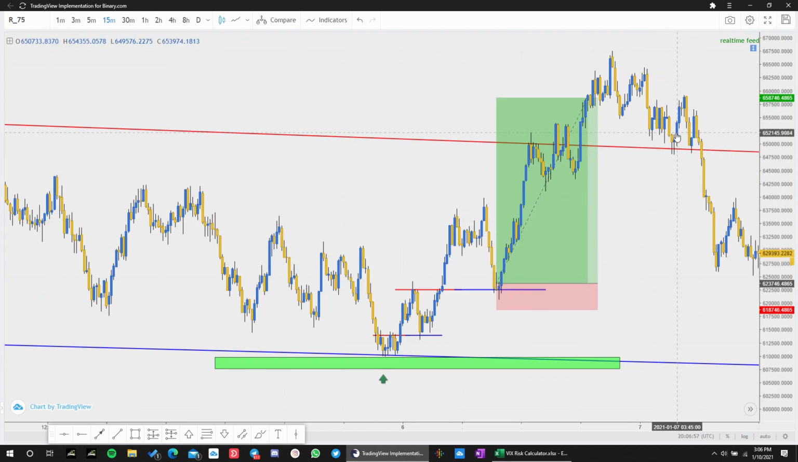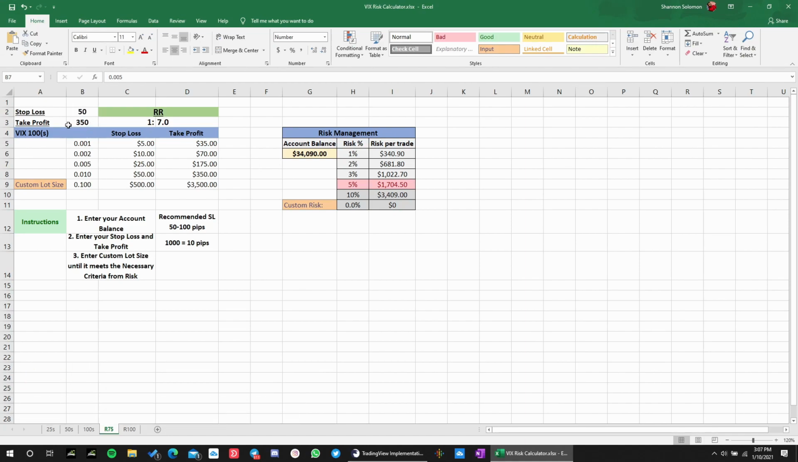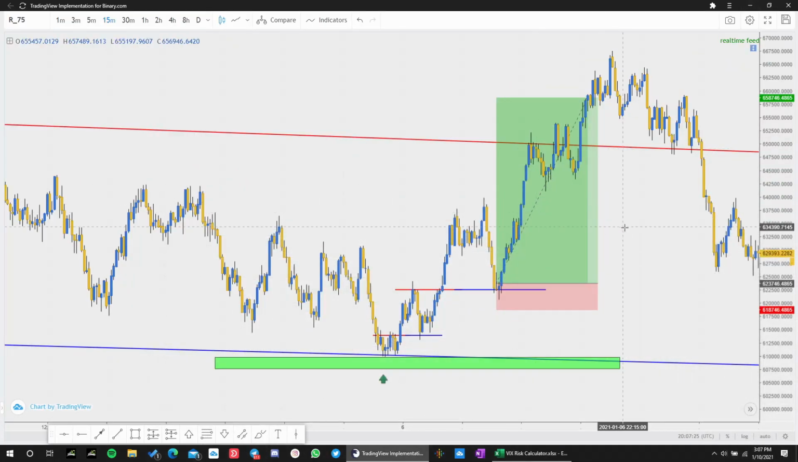Now, as you know, risk management is the foundation of my strategy. So if you were to take that same setup that we were looking at, stop loss 50 pips, 350 pip target, risk to reward of 1 to 7, if you were to use a minimum lot size, this would be what you were risking in return for this, and so on and so forth, and you can use this to calculate how much you are willing to lose based on that setup, right?